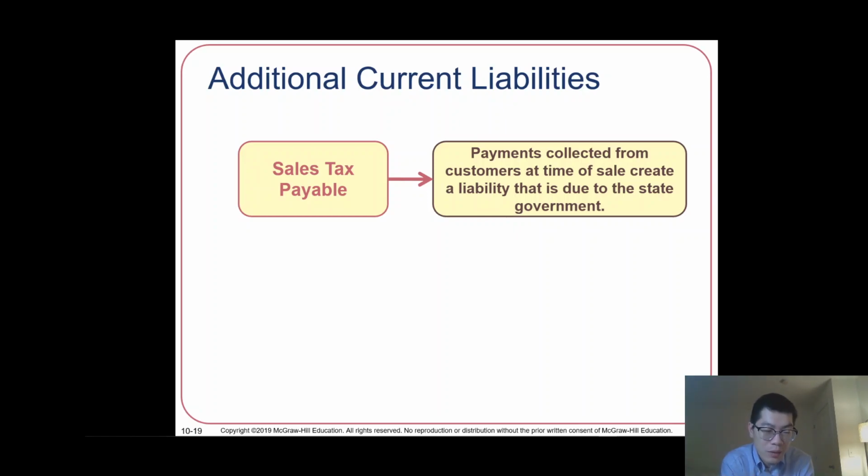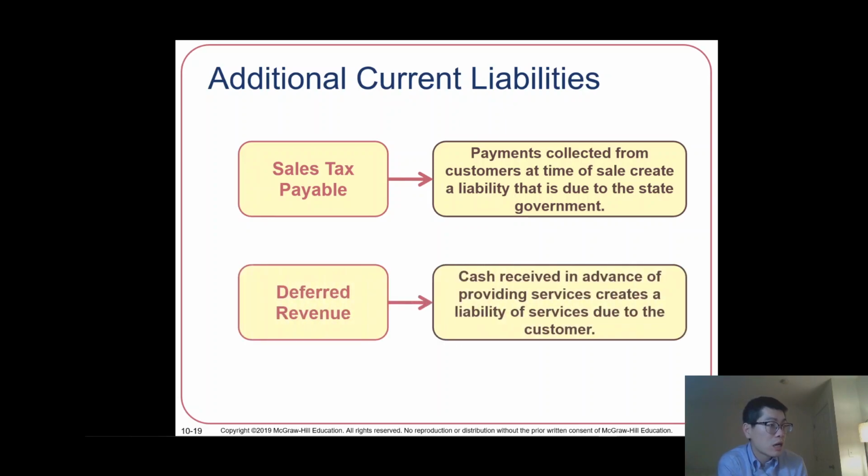So you're basically going to pay more than $100. Let's say it's $105. That $100 goes to Best Buy, and that $5 tax will go to the government in the future, right? So that $5 is sales tax.